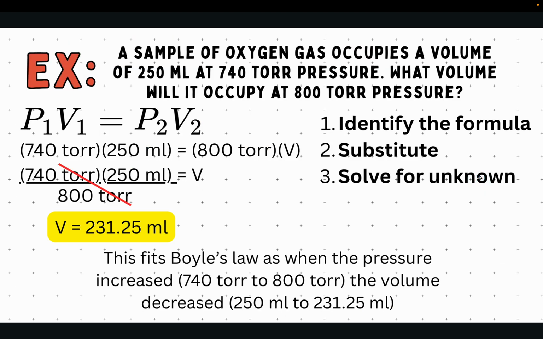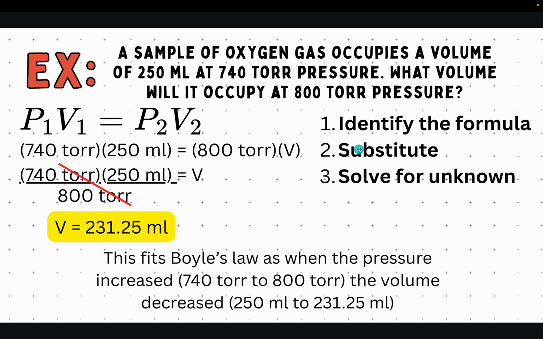Let's look at an example. A sample of oxygen gas occupies a volume of 250 milliliters at 740 torr pressure. What volume will it occupy at 800 torr pressure? Torr is a unit of pressure, by the way. It comes from the scientist Torricelli. So we first got to get our equation. So we are dealing with volume and pressure given nothing else, which means we should probably be using Boyle's because we don't know the temperature. We're going to assume that it's constant. So we get our formula, P1V1 equals P2V2.